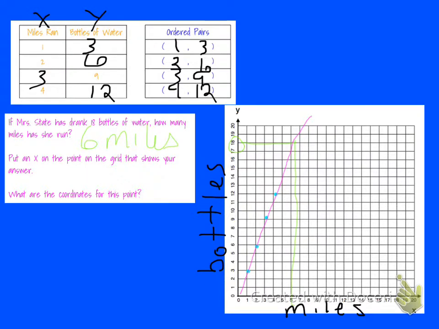The next step says to put an X on the grid that shows our answer, and where that X is is where the 18 crosses our line. Now it's important that your line is straight, otherwise you won't be able to answer these questions correctly. The last question, what are the coordinates for this point? Remember, I need my parentheses and my comma. For this point, I went over 6 and up 18. So my coordinates are 6, 18. Guys, your assessment is going to be exactly like this, so good luck.